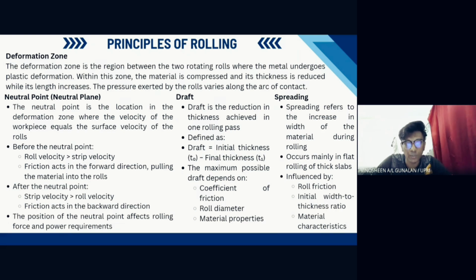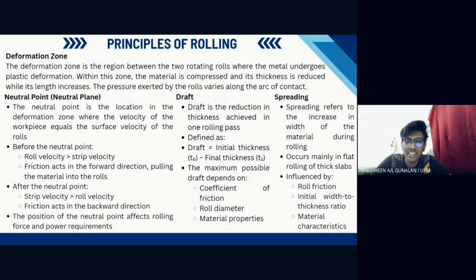First, let's look at the neutral point, which is also called the neutral plane. The neutral point is the location in the deformation zone where the velocity of the workpiece equals the surface velocity of the rolls. Before the neutral point, the roll velocity is more than the strip velocity. Friction acts in the forward direction, pulling the material into the rolls. After the neutral point, the strip velocity is more than the roll velocity. Friction acts in the backward direction, and the position of the neutral point affects the rolling force and power requirements.